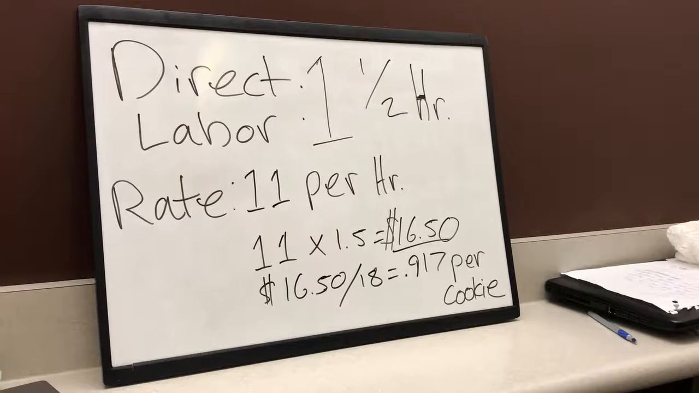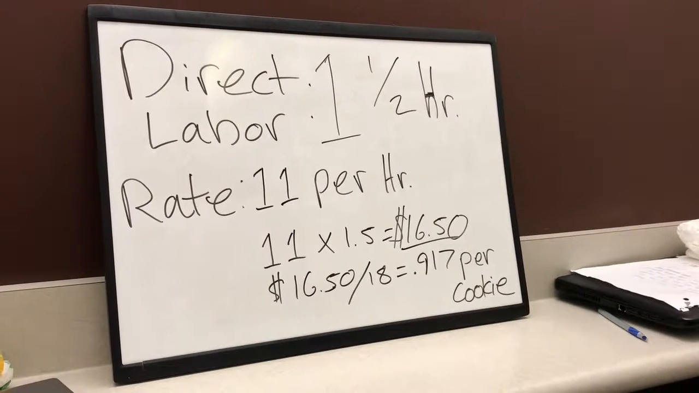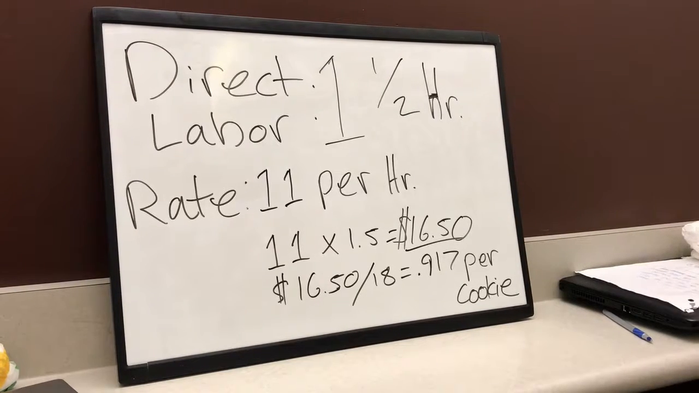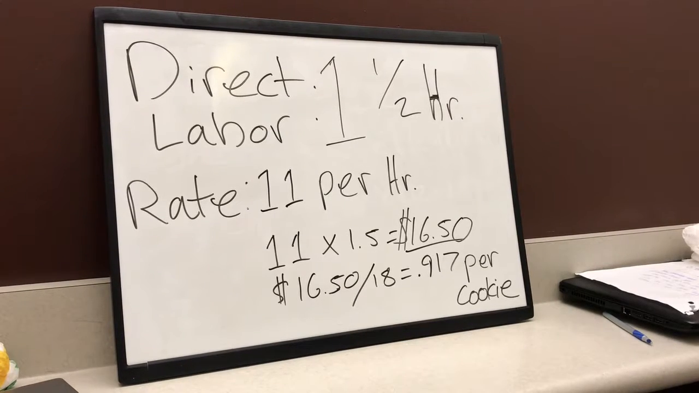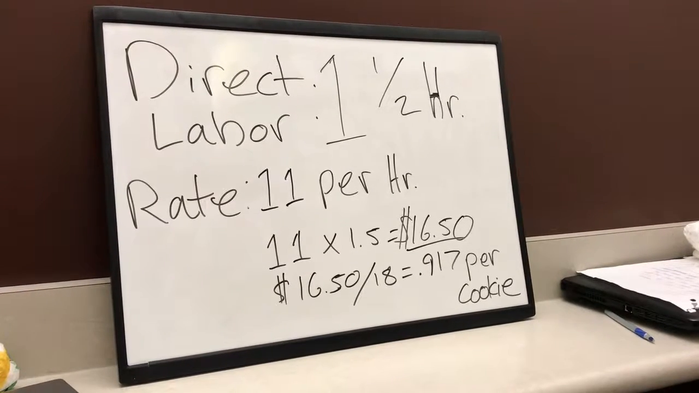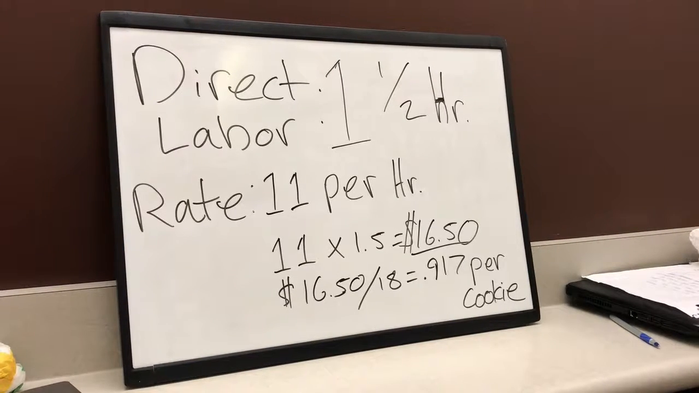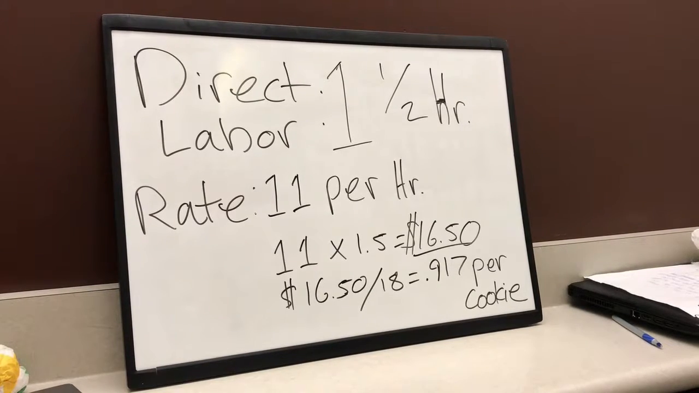In direct labor, it took 1.5 hours per batch. The rate is $11 per hour of minimum wage. So 11 times 1.5 equals $16.50 for the entire batch. And then $16.50 divided by the number of cookies made in the batch, which is 18, equals 91.7 cents per cookie.